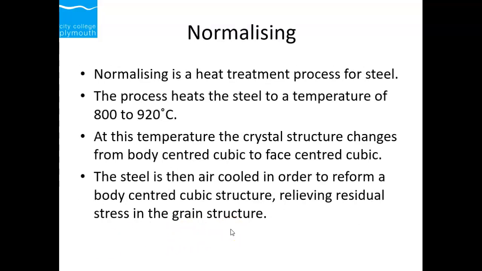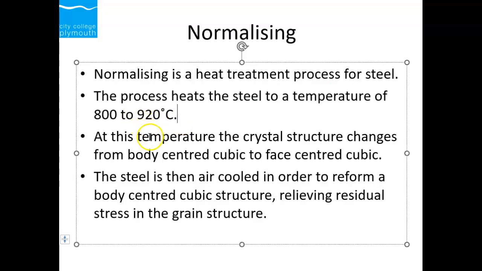Now normalizing is where we heat the material to a certain temperature and then we cool it in normal air. We can have an accelerated normalizing where we put a fan or cold air in front. Initially, for every heat treatment, we have to enter the single phase region, which is above 910 degrees centigrade. Okay. Now, the steel is air cooled when we perform the annealing for the steel to reform a BCC cubic structure, and it gets rid of its residual stresses as well.